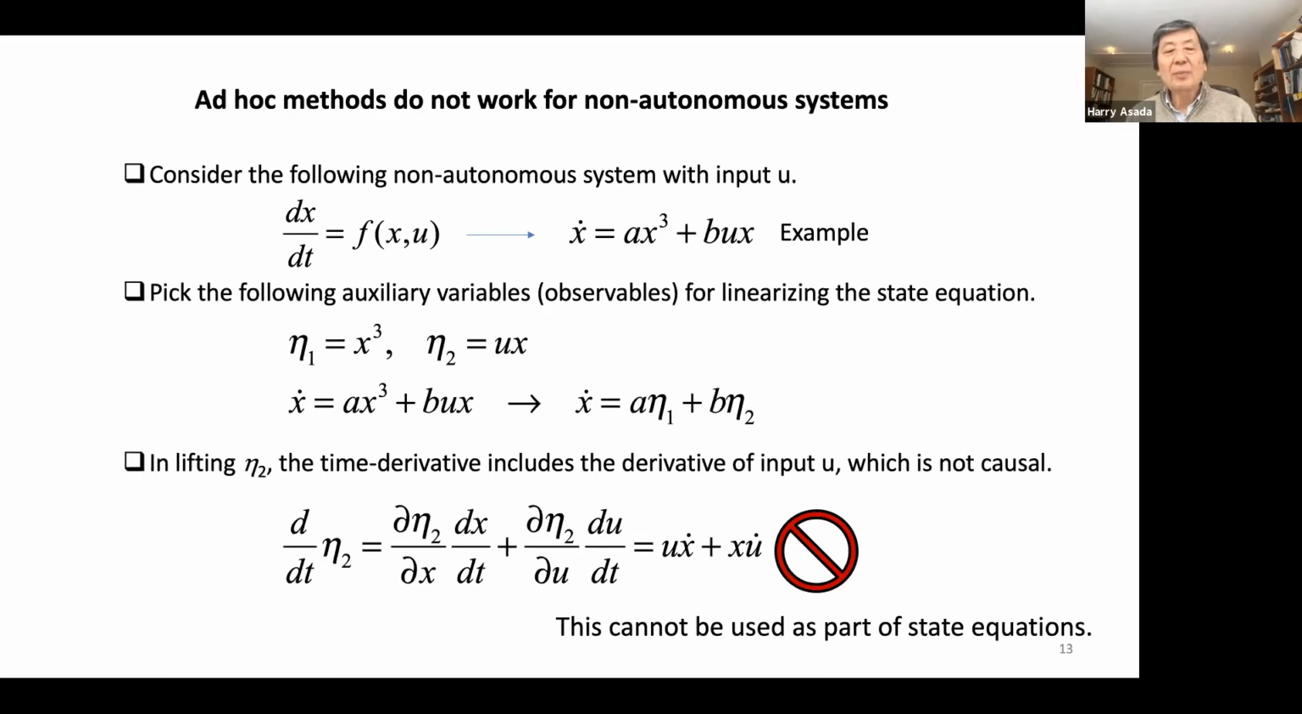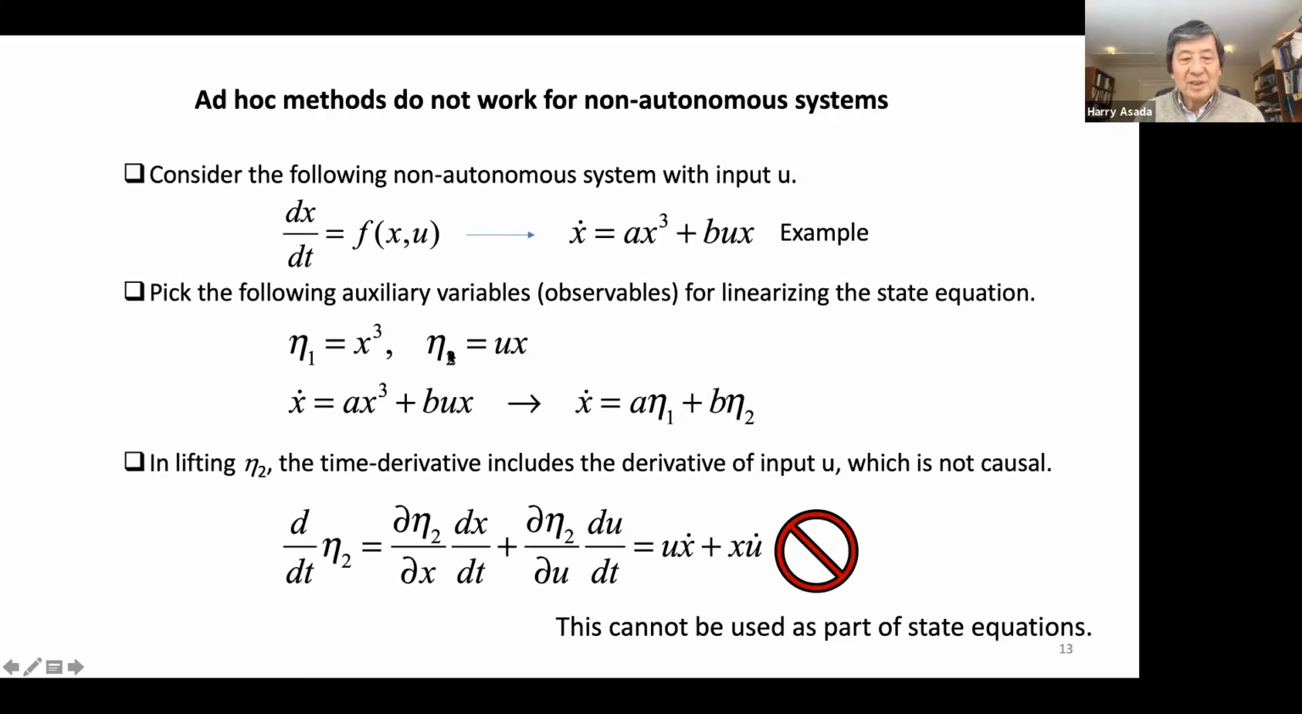So now let me start with some bad things you should not do, which are very unique issues when we incorporate an input u. So dx/dt = f(x, u), right? One example is x dot = a x³ + b u x. Naively, if we just replace x³ by η1, and this time ux by η2, you get into trouble. Of course, this equation can be represented as an apparently linear expression like this, a η1 + b η2, which sounds great. However, you have to add two additional differential equations, one with respect to η1, the other with respect to η2, right?